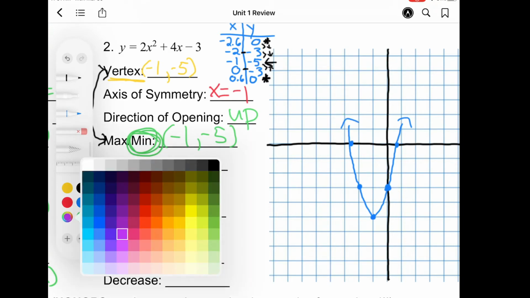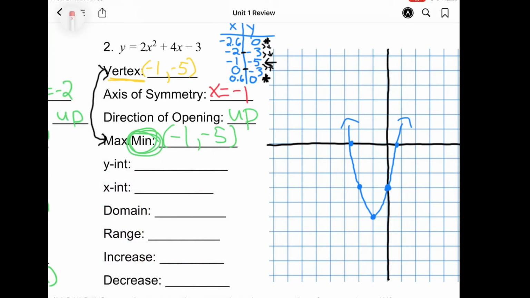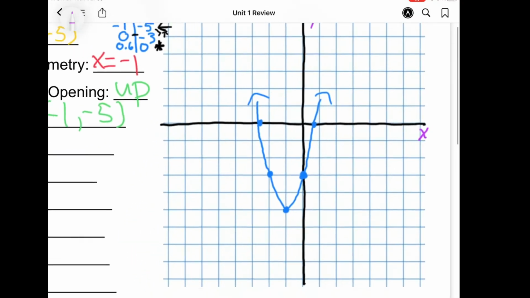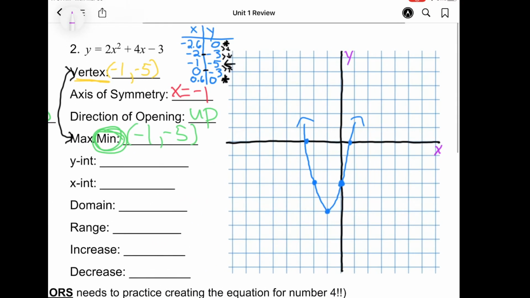Let's do purple. So, for our y-intercepts, our y-axis is up here, our x-axis is there. Where does the graph intersect the y-axis? Right there. At that location, x is 0 because we did not go right or left any, and then down 3, so -3. So that is our y-intercept.